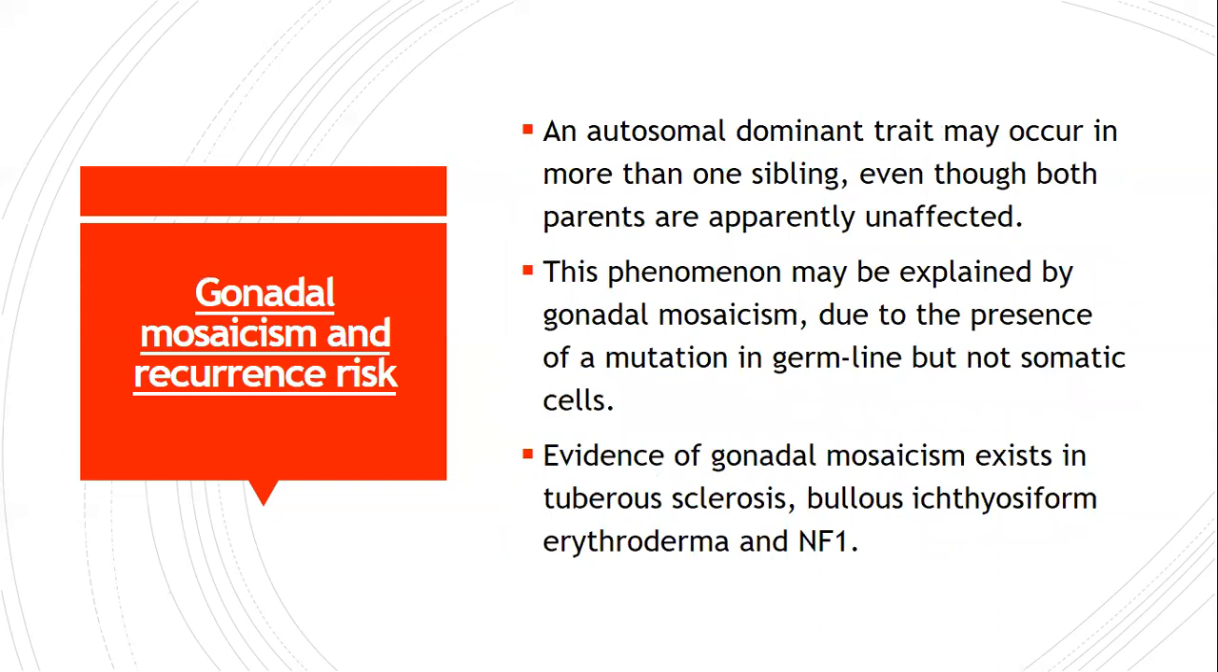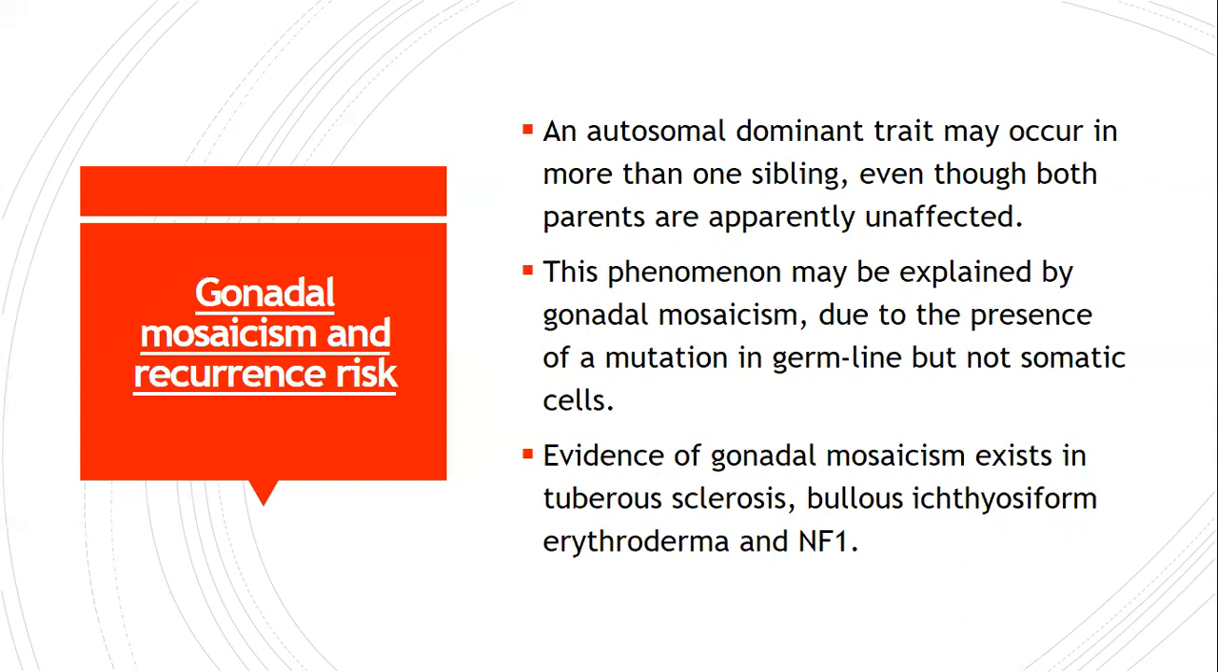Gonadal mosaicism and recurrence rate. An autosomal dominant trait may occur in more than one sibling, even though both parents are apparently unaffected. As we described the rules of autosomal dominant inheritance, we said that in all the autosomal dominant diseases, one of the parents should be suffering from the disease. But this may not happen.